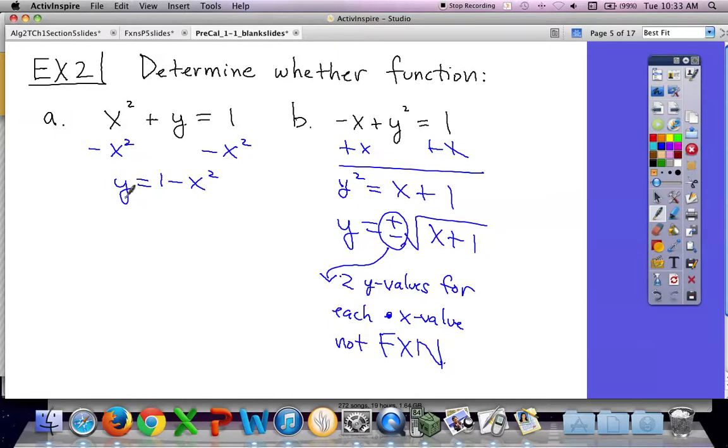Okay, this one, you don't have the plus or minus. Every time you plug in a value of x, how many y values do you get? 1. That's a function.